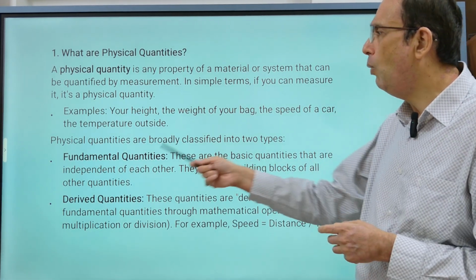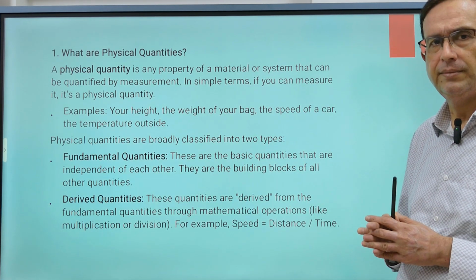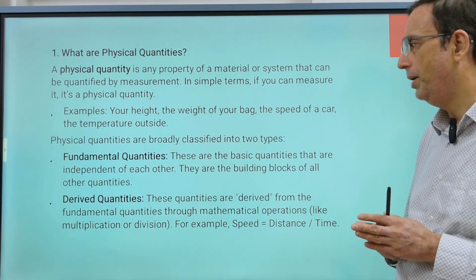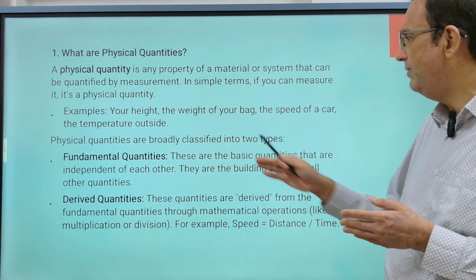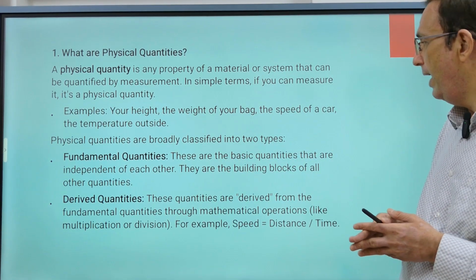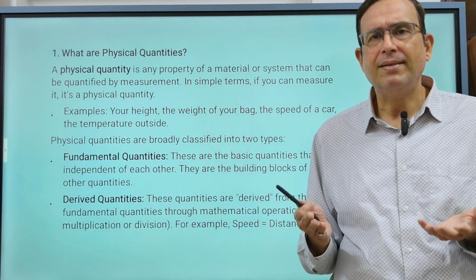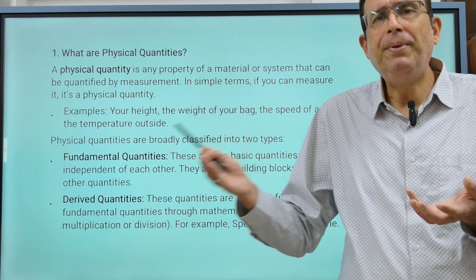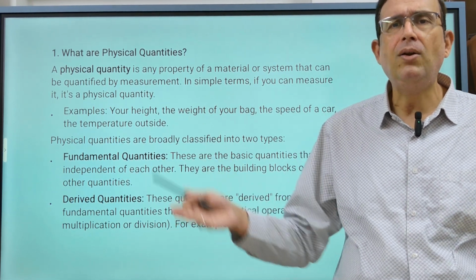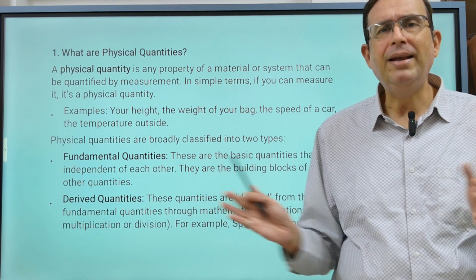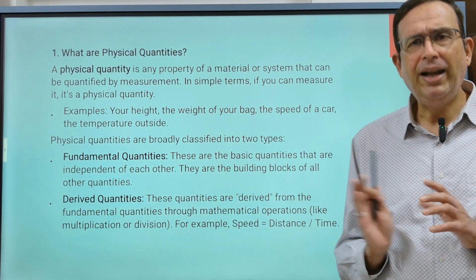Physical quantities are broadly classified into two different types. One is the fundamental quantity. These are the quantities which are basic in nature and independent of each other. For example, mass is independent of length. Any object's mass is independent of its length. So basically they are independent of each other and not related to each other.